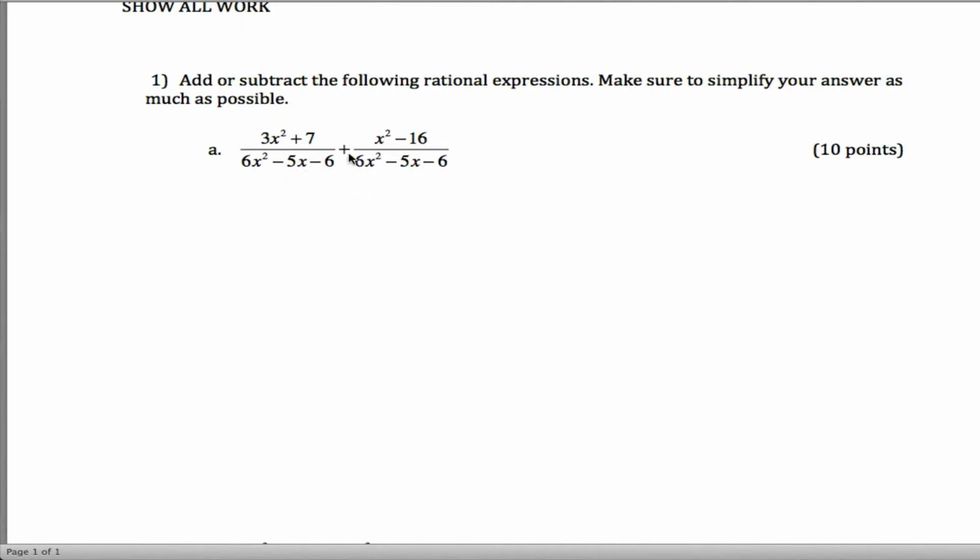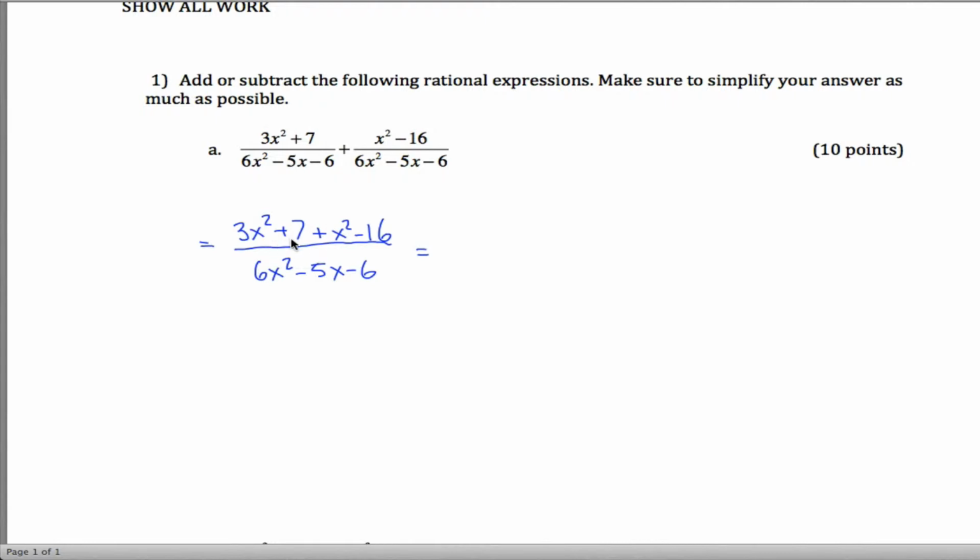Okay, well the way you add these rational expressions, the way I think about it anyways, is think about it kind of like it's fractions. If this were 2/3 plus 4/3, what you would do is you'd add up the 2 and the 4. You add up the numerators and leave the denominator alone. The same idea here. I'm going to take the numerators, 3x squared plus 7 and x squared minus 16, and add those two guys together. And that whole thing will be divided by my denominator, which is 6x squared minus 5x minus 6.